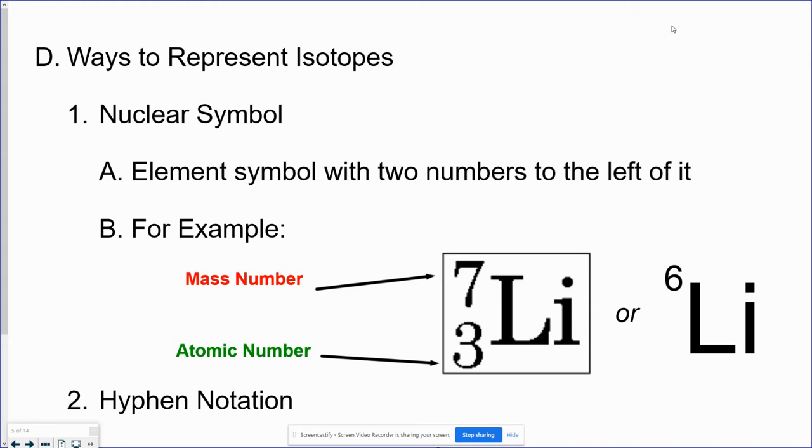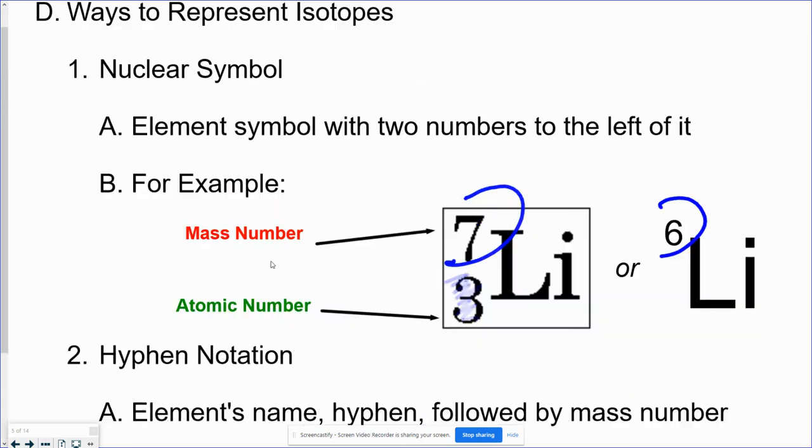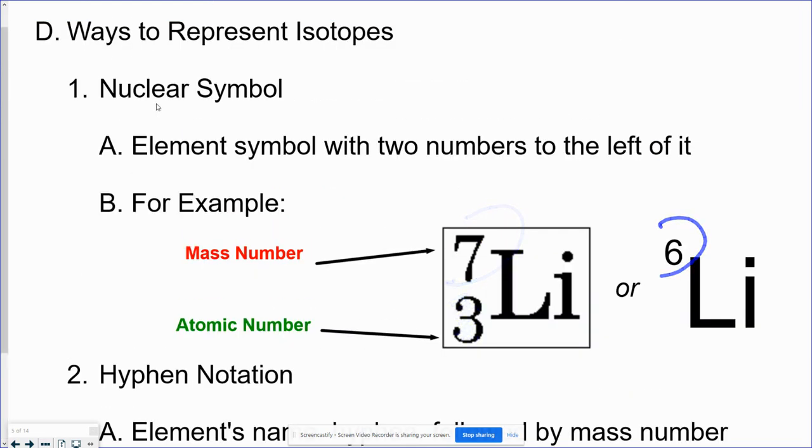So how are isotopes written? Well, they can be written two different ways. They can be written the nuclear way, where a lot of times the atomic number is not written there, but you just have the mass number in the upper left-hand corner. That would be the nuclear symbol way.